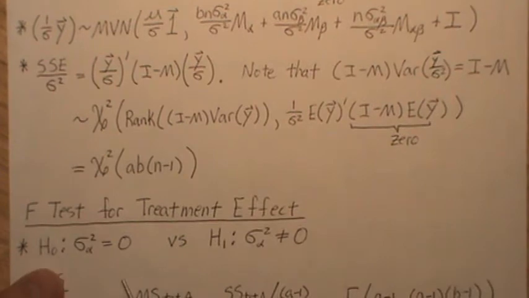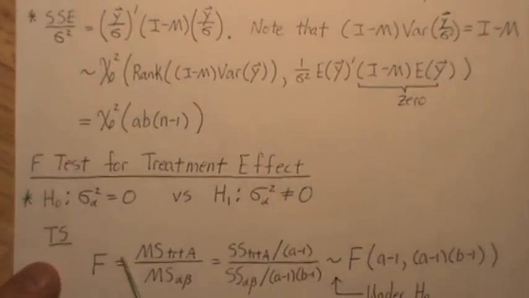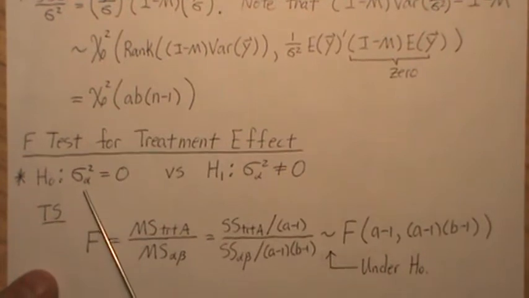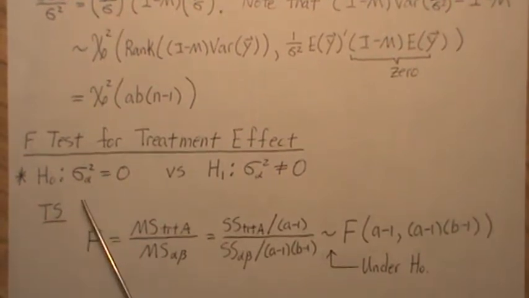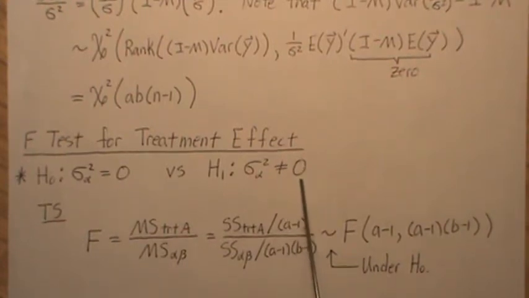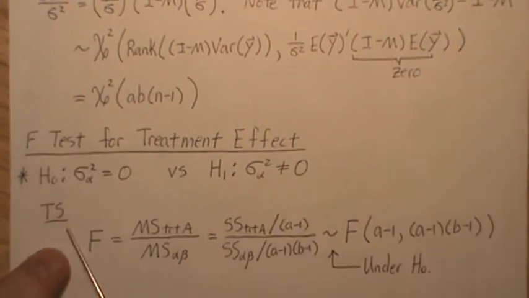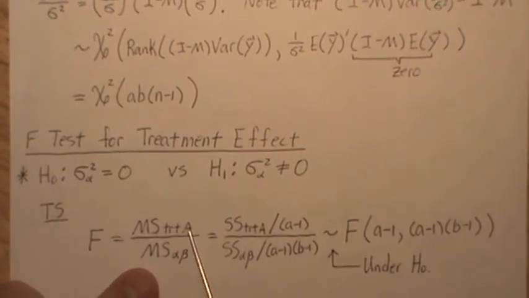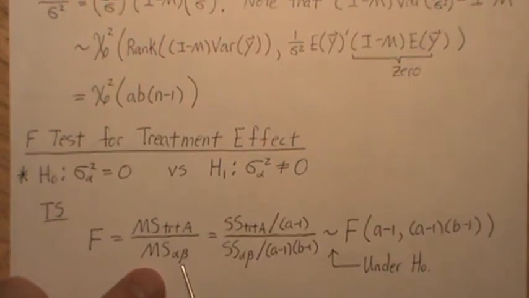Now, the test for treatment effect. So let's assume that under the null, the variance associated with factor A is 0 versus it's not. And you can put greater than 0 here. The test statistic is the mean square for treatment A divided by the mean square for the interaction, which is this. And under the null hypothesis, it's a central F distribution with A minus 1 degrees of freedom, and then denominator degrees of freedom is A minus 1 times B minus 1.